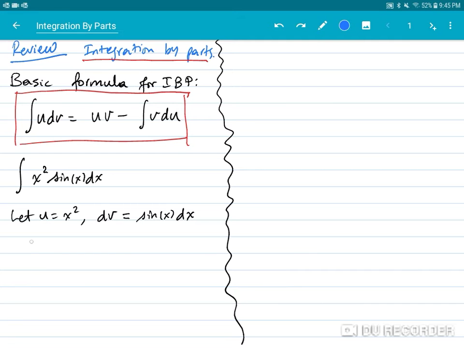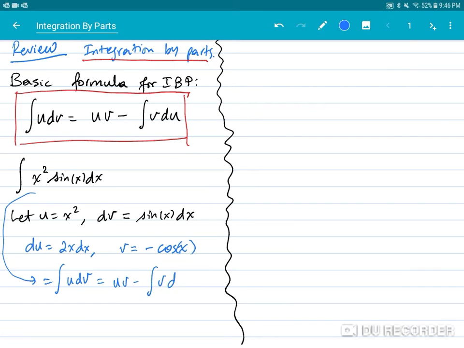Okay, so du, if u is x squared, then du is 2x dx. And if dv is sine x dx, then v is the antiderivative of sine x, which is minus cos x. We can ignore the plus c part because it is really redundant. You can check that by adding the plus c if you want to. So this integral now equals the integral of u dv, which is uv minus the integral of v du.